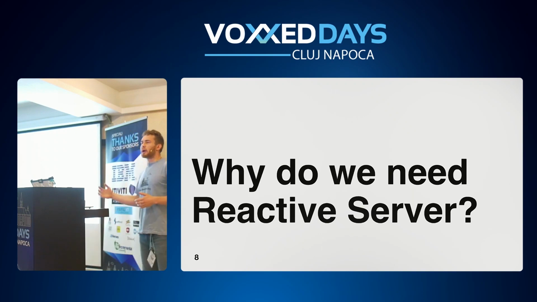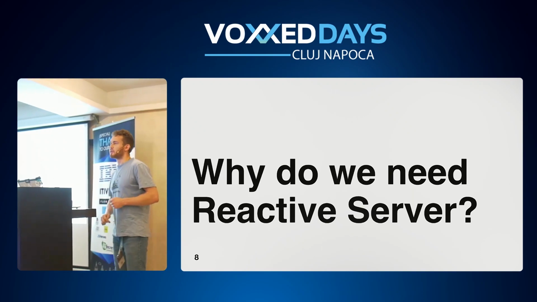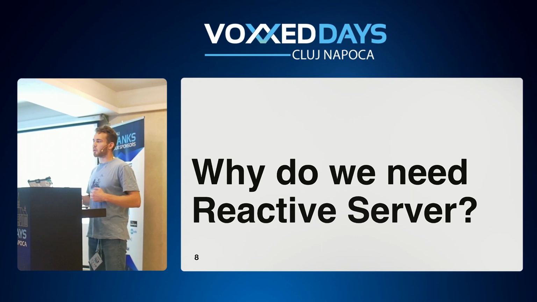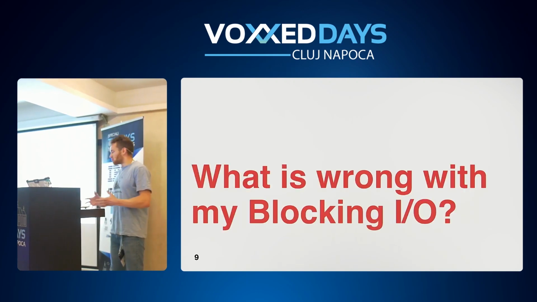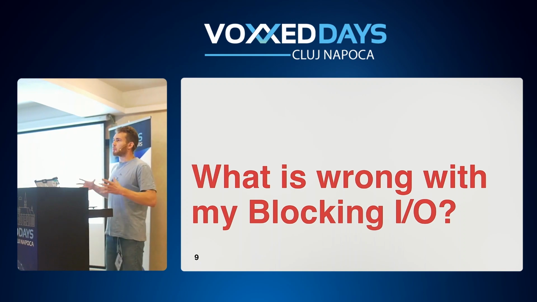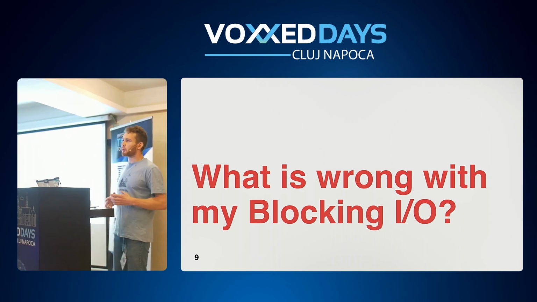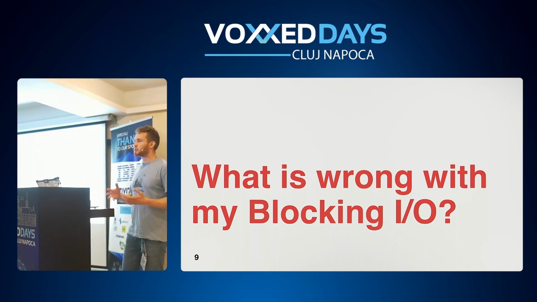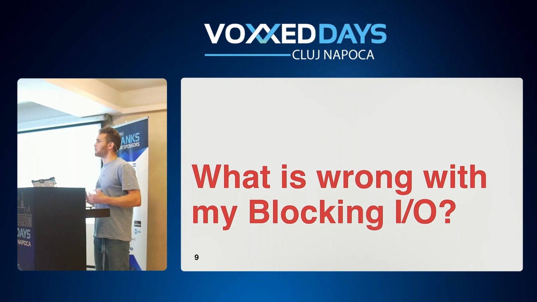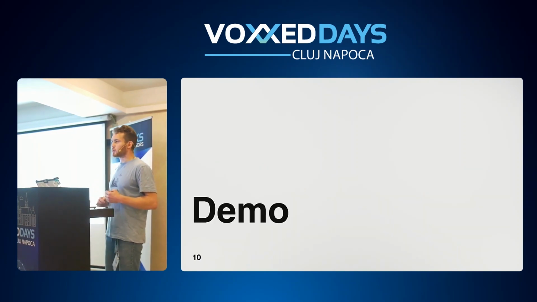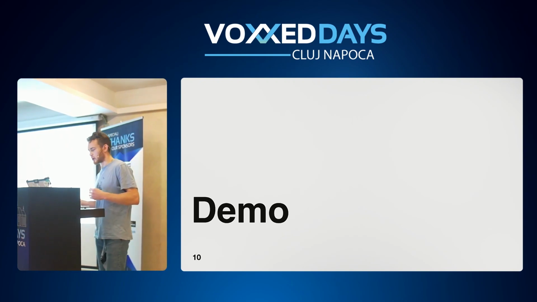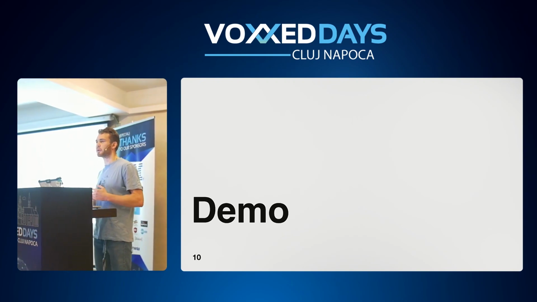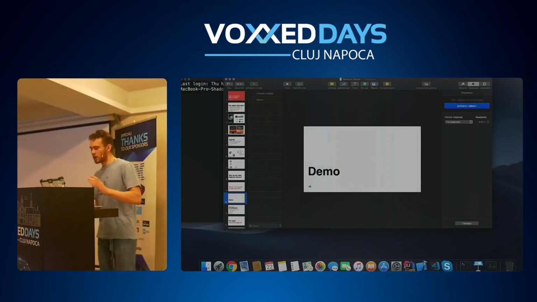The second question, why do we need to see exactly this? Why do we need that? Or what's wrong, first of all, with the normal everyday approach that was recommended for a long time, like the synchronous blocking approach? What's wrong with that? In order to show you what's wrong with this blocking IO, this synchronous, imperative approach, I'm going to show you a demo.